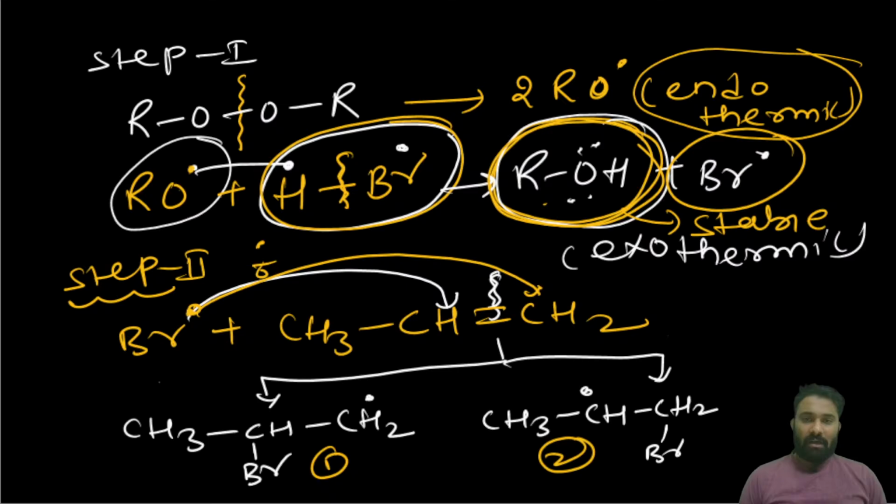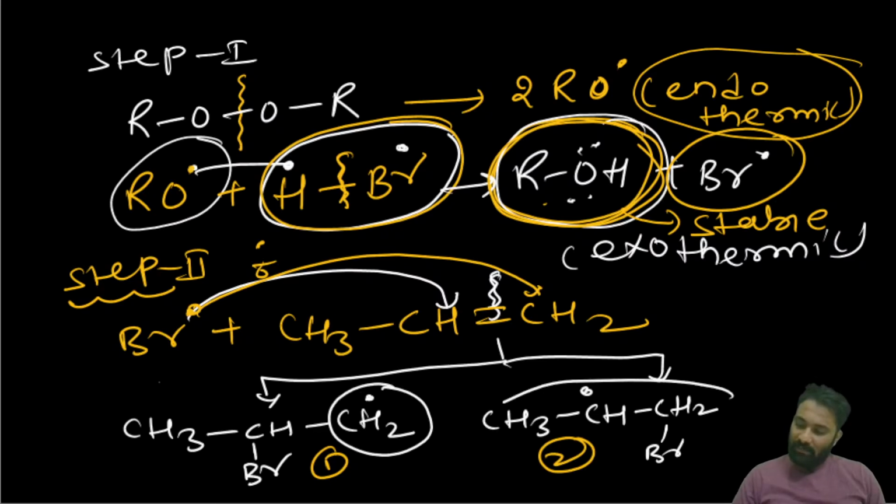Which are the stable ones? Stable radical. This is a 1 degree radical. This is a 2 degree radical. So 2 degree radicals are major, right? So 2 is major. Okay, good.